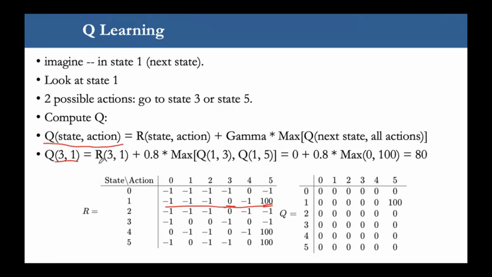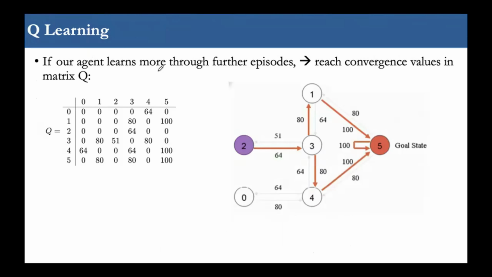The reward for 3, 1 is 0. Okay, so it is 0. And then 0.8, which is the discount factor. And then maximum of 0, 100. So what is it? Maximum of 0 and 100. So when we calculate it, we'll get 80. So we found the value as 80 here. Similarly, you can do for all other calculations, and then we'll get the Q matrix this way.